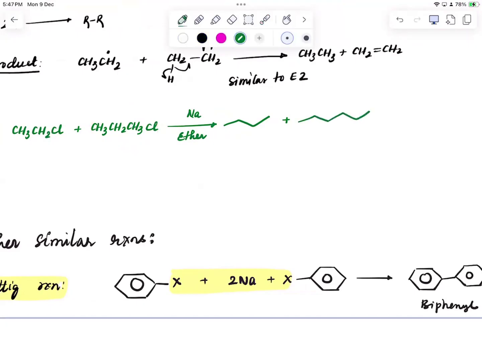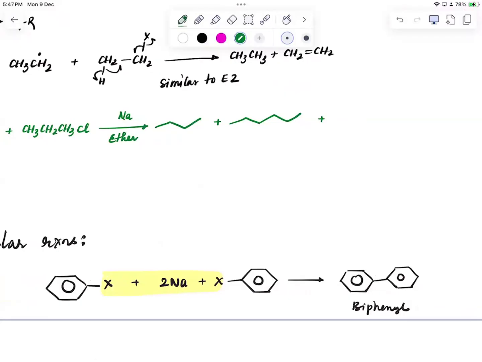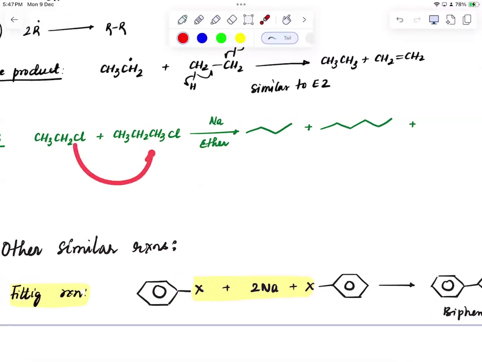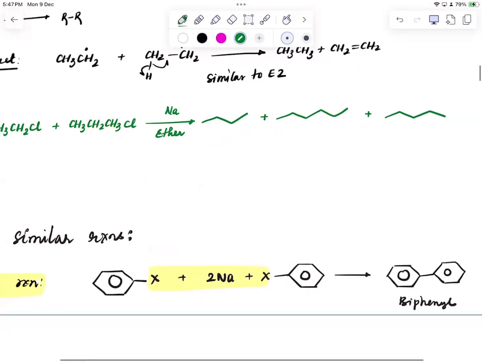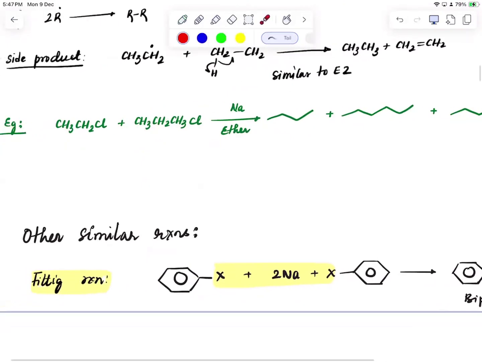1, 2, 3, 4, 5, 6. And these two can also undergo coupling with each other, making pentane. So 1, 2, 3, 4, 5. These three are mandatory. Then we can see the side reactions also. This can become an alkene here, trying to extract a proton. So we found two products here, CH3CH3 and this could also become CH2=CH2.